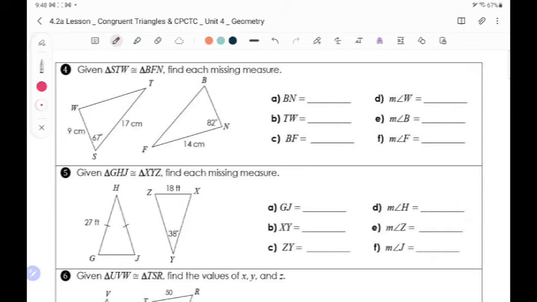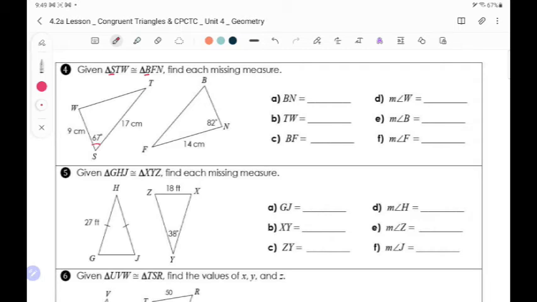So we've got here number 4, given triangle STW is congruent to triangle BFN, find each missing measure. Okay? So remember, all of the rules that we've already learned about triangles are still true, like the whole 180 degrees and all that sort of thing. That's still true. But also we now have information about corresponding parts. This given statement tells us that they're congruent, and that means that their parts are congruent because corresponding parts of corresponding triangles are congruent.